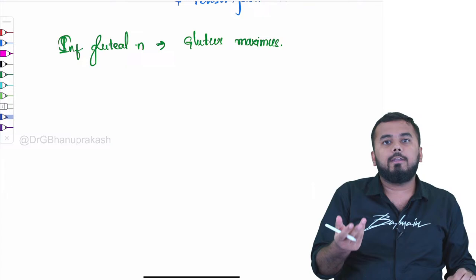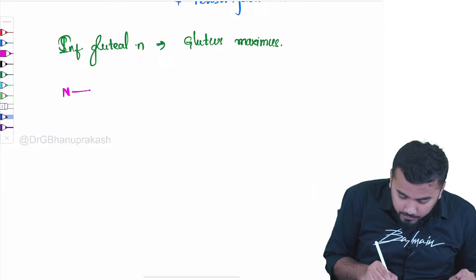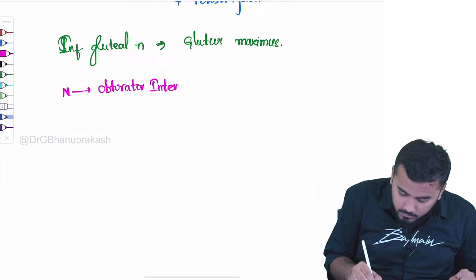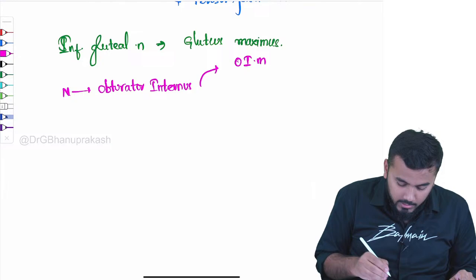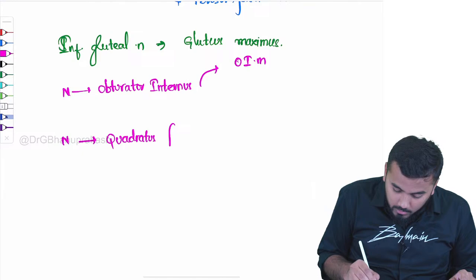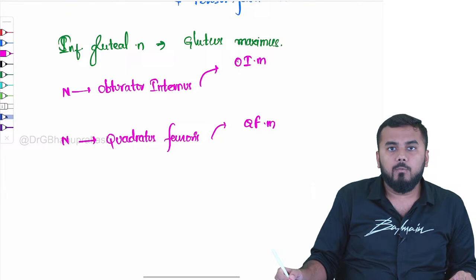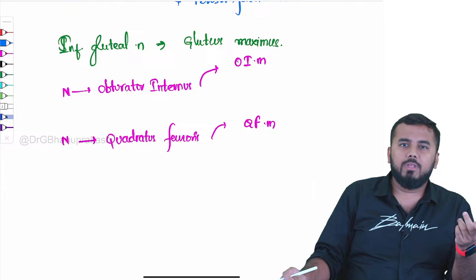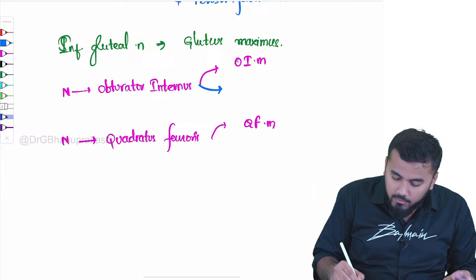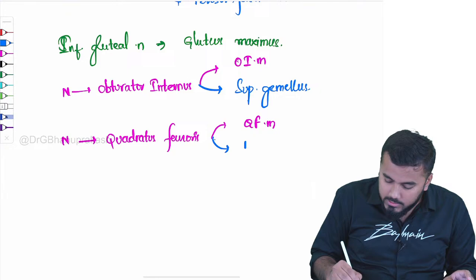Very simple. So, nerve to obturator internus supplies the obturator internus muscle. Nerve to quadratus femoris supplies the quadratus femoris muscle. Then what about gemelli? You told me there are two gemelli, superior and inferior, both called twin muscles. The upper nerve supplies superior gemellus, the lower one supplies inferior gemellus.